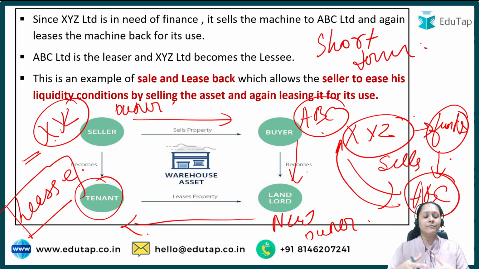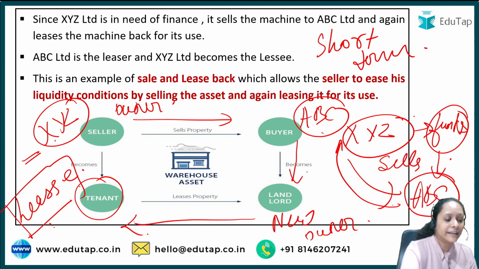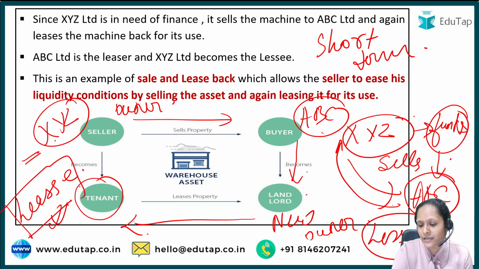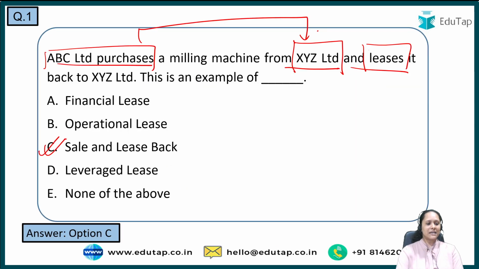Short-term cash requirements को meet करने के लिए लोग इस leasing option को यूज करते हैं. ठीक है, सो नाउ ABC Limited is the lessor because he is leasing out and XYZ is the lessee. So who is the lessor and the lessee in the agreement, I hope you understood now. Now let us understand the other types of leasing options which are given here.